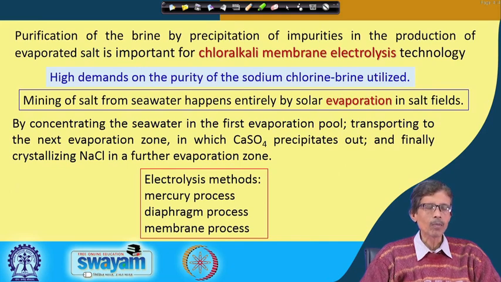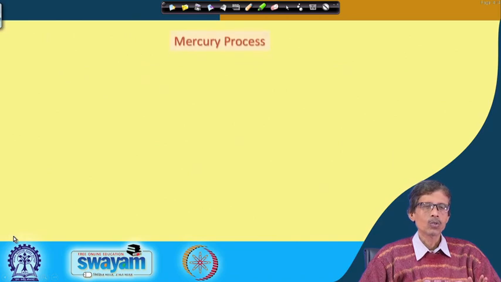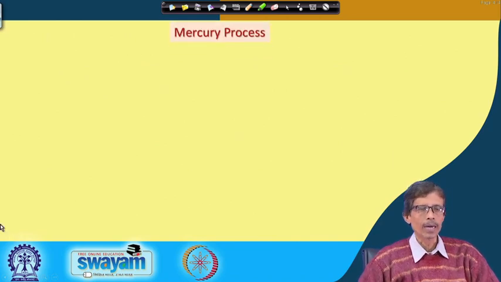So, with the development of that particular technique, we can introduce a diaphragm for the separation of the material coming out, which is known as the diaphragm process. Finally, we have a more sophisticated membrane to be used, and this is known as the membrane process. So, the first one is the mercury process.